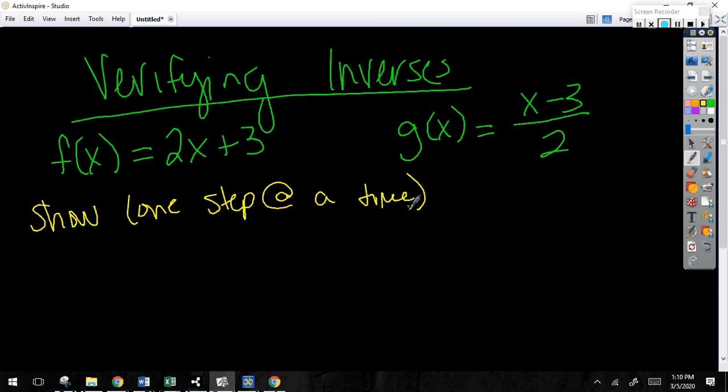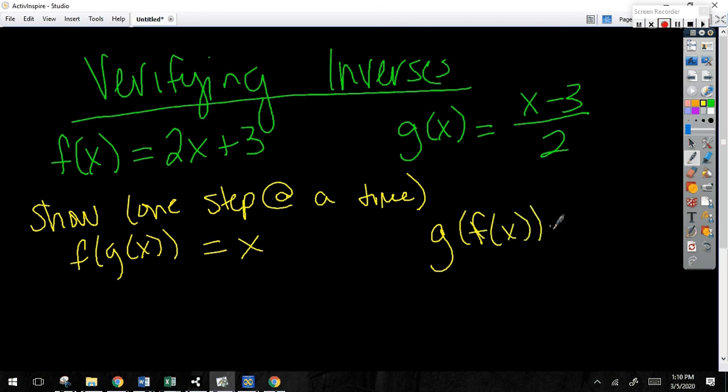All right, we have to show that f of g of x reduces down to x, and g of f of x also reduces to x. So this is composition that we did on Monday. So plug each one into the other, and what's going to happen is hopefully everything's going to cancel out and it's just going to leave you with x, but you have to show one step at a time.